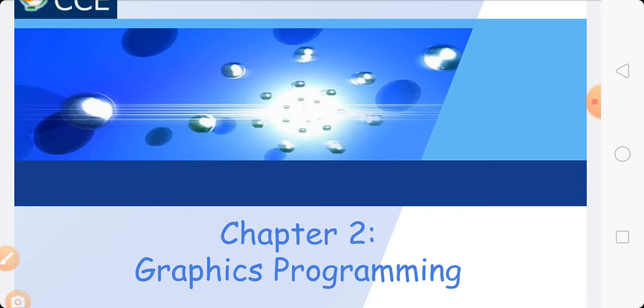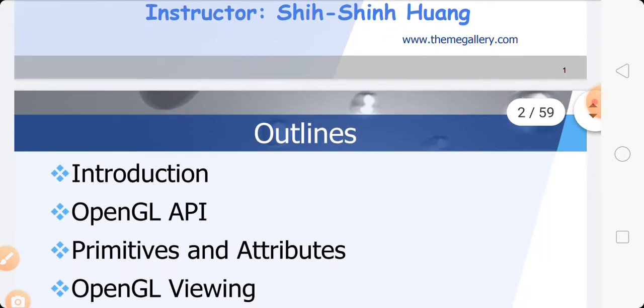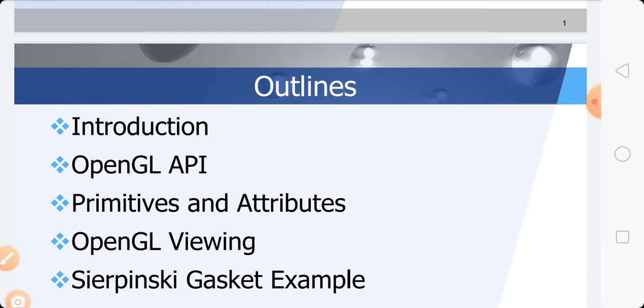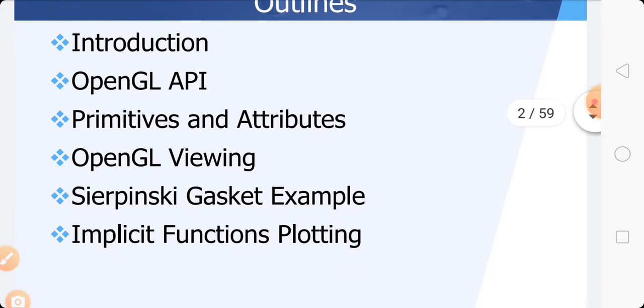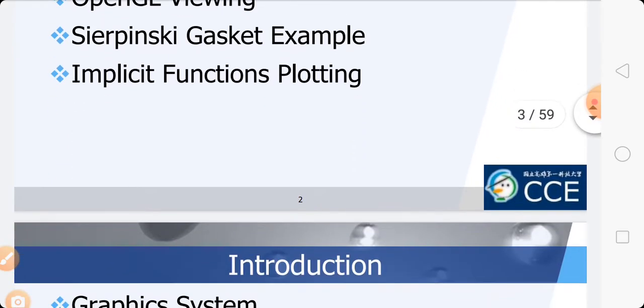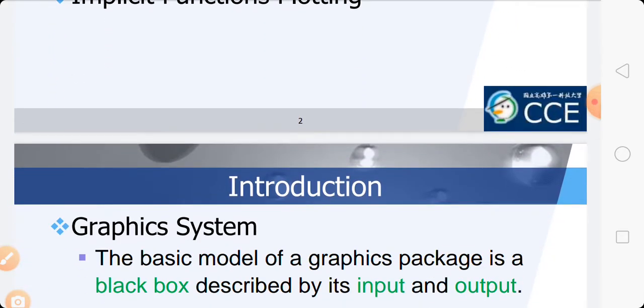In this session we will study graphics programming, that is chapter 2. Firstly, we need to understand the OpenGL library. OpenGL means Open Graphics Library. So the outline is given here. Firstly we have to check the introduction, then the OpenGL API application interface, then primitives and attributes, OpenGL viewing, Sierpinski gasket example, implicit function plotting, etc. So let's start with the introduction.